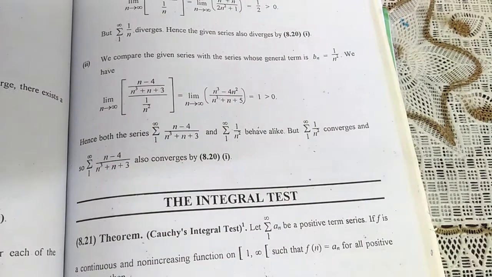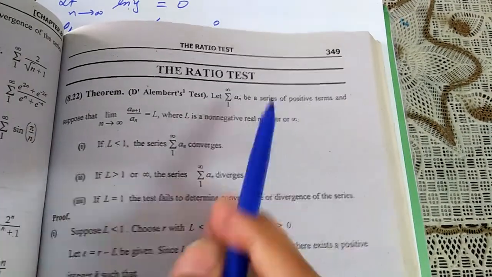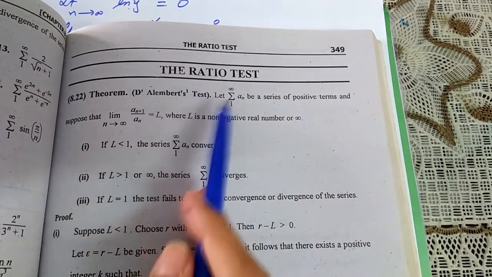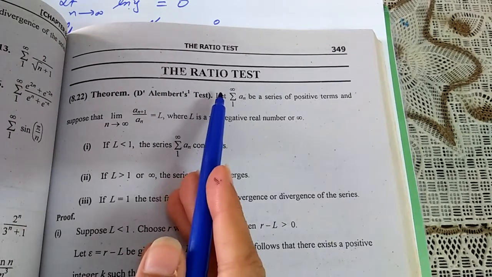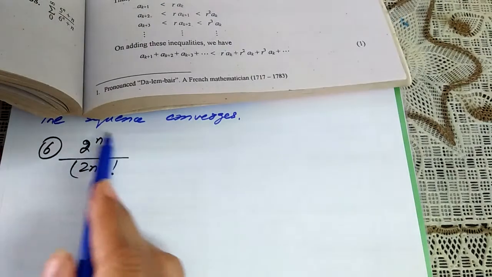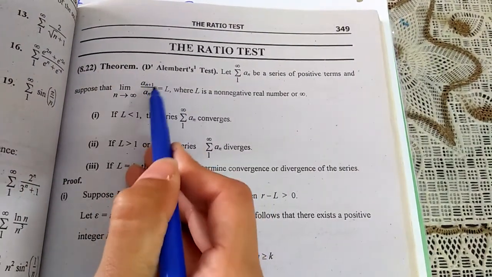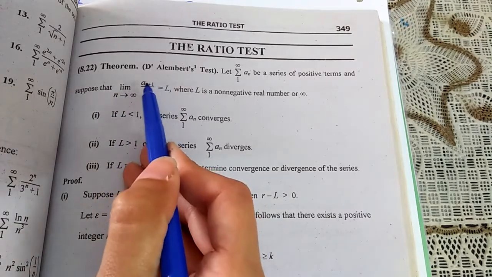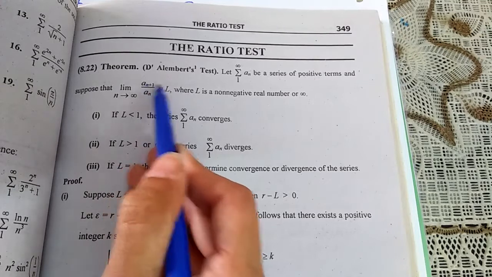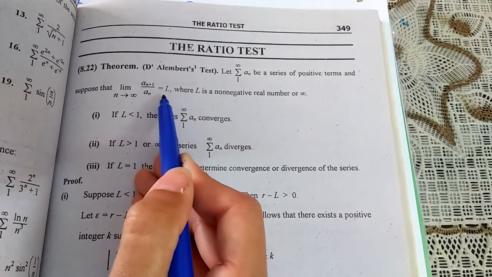And the ratio test is here in your book. It is on page number 349 after the exercise 8.2. The ratio test is given here. In the ratio test, you basically need your an function, that is your main function. Let it equal an, and take an plus 1 out of that. Replace n with n plus 1 and then take its ratio like an plus 1 over an and apply the limit and get the answer.